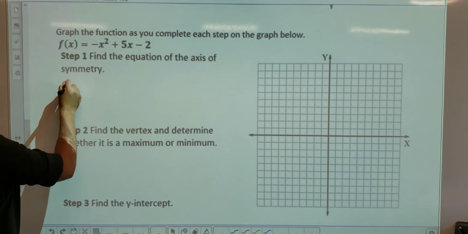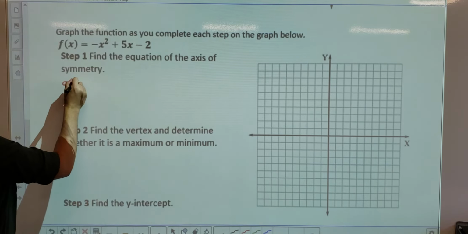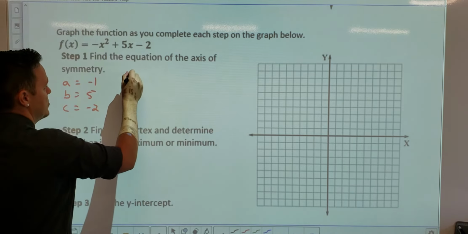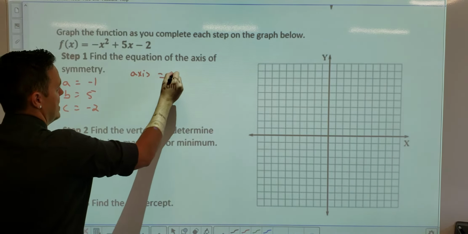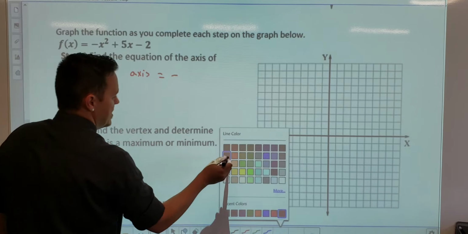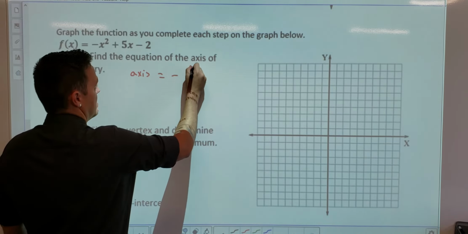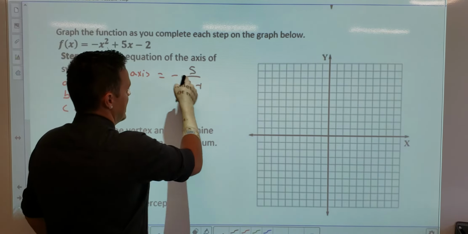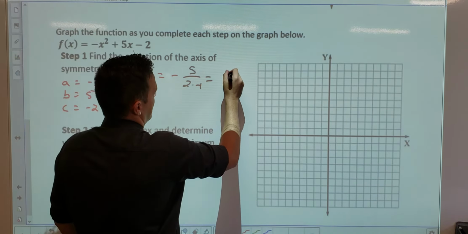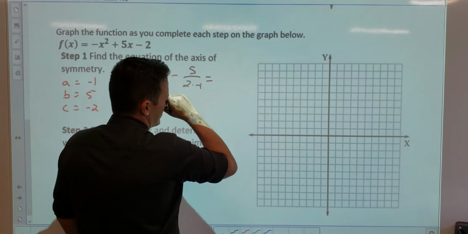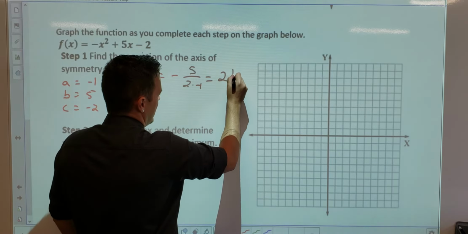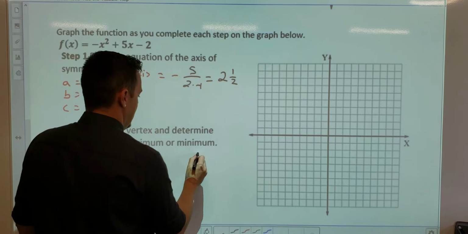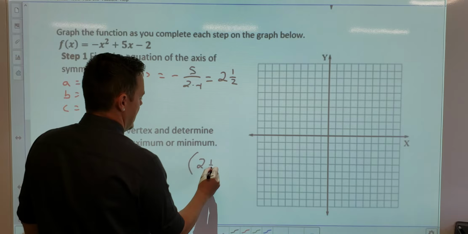So this one here is the same way. ABC. Negative 1, 5, negative 2. Your axis of symmetry is a negative value, and then it's going to be B. So 5 over 2 times A, which is negative 1. And so a negative and a negative is a positive, so this ends up being 5 over 2, or 2.5, right? So we know the axis of symmetry here is going to be 2.5.